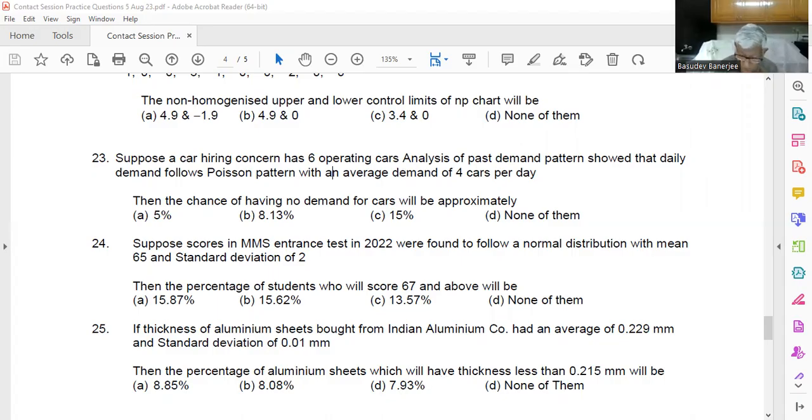That's all for this one. Now we have to move into correlation regression.